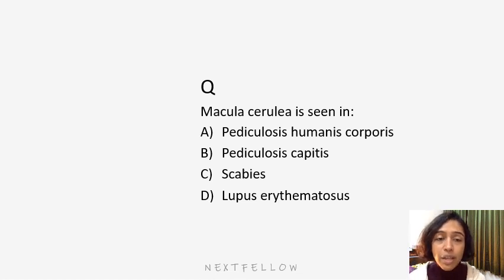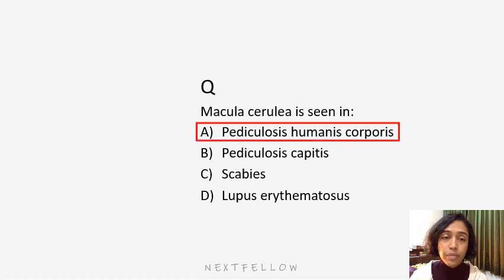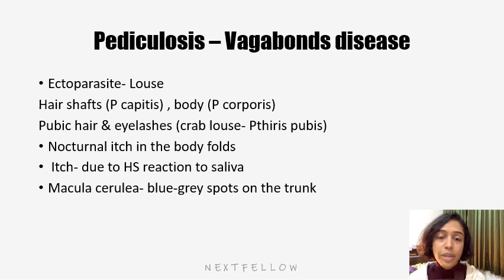Okay. Macula caerulea is seen in pediculosis humanus corporis, pediculosis capitis, scabies, or lupus erythematosus. The answer is pediculosis corporis. So pediculosis is also known as vagabond's disease.